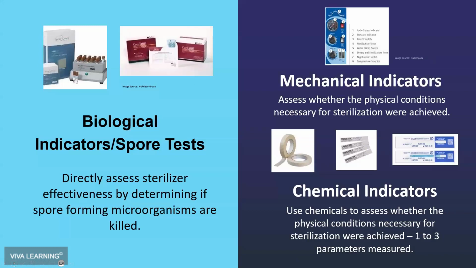Then we look at chemical indicators, and chemical indicators come in all kinds of different forms, which we'll talk about. Chemical indicators will use chemicals to measure or assess whether or not the sterilizer has met the parameters necessary for sterilization. Again, time, temperature, pressure, or steam penetration. And some of them measure only one parameter, like temperature. Some will measure all three. But again, it's not an absolute validation like a spore test is.